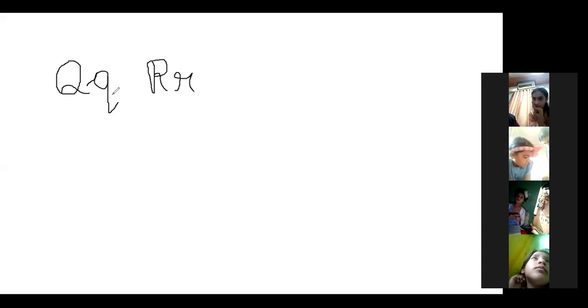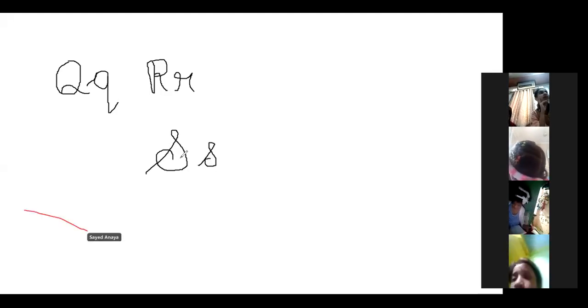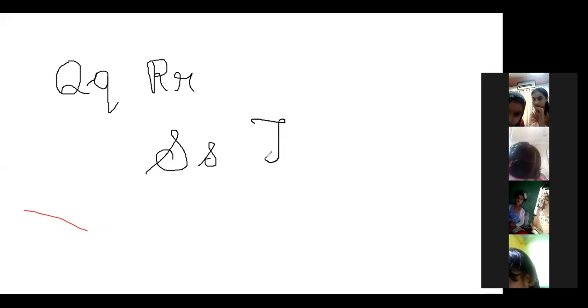And then after Q, R, the next letter will come, S. So I'm writing this below. S, one slanting line, then a curve here. There is a difference in the capital and the small. Small, it will be in the line curve. And in capital, it will be from outside. And then the last letter that we have written today is T.